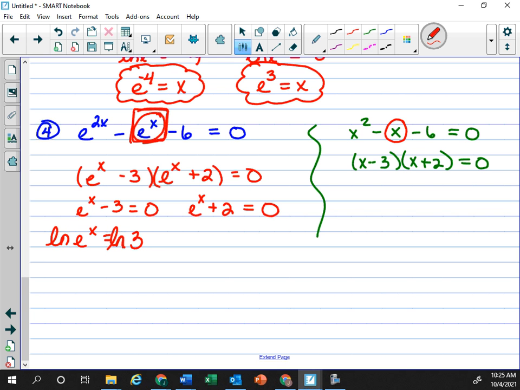Okay, with that natural log of e to the x, where does the x actually go? In front, right? That's the exponent. Yeah, what is natural log of e? 1. Great. So you could even skip that step and go right to x equals natural log of 3. So there's one of your answers. Okay, and then we'll try the other one. So e to the x equals negative 2.